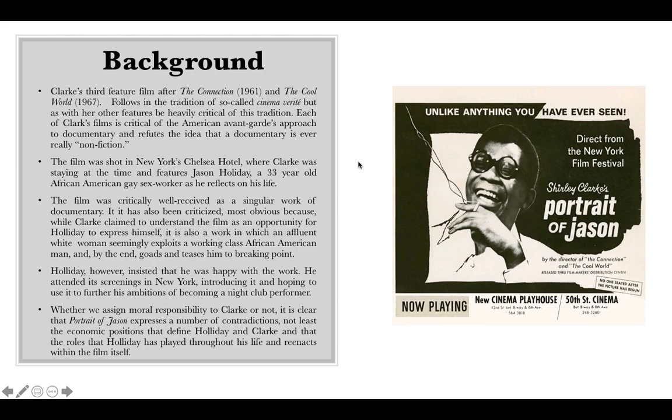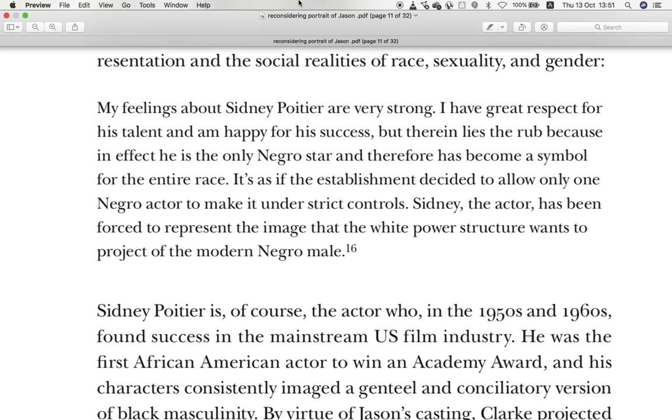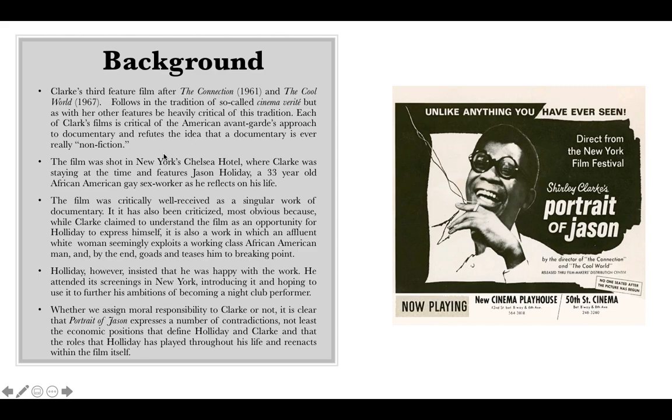So there is a kind of contradiction expressed in the relationship between Clarke and Holiday, and in both of their relationships to the film itself that they're making. In the essay Reconsidering Portrait of Jason, that I uploaded to eCampus, you also read that Holiday had kind of hoped the film would provide him with a launch pad or an entrance into having the nightclub career that he said that he wanted, which it didn't.